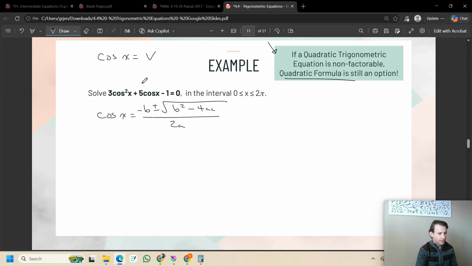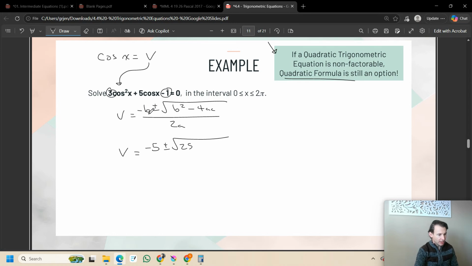But I would just encourage you to first go cosine of x is equal to v. It's a very popular substitution. Also happens to be one of your initials. So I could just put that there and then say v equals negative b, which is negative 5, plus or minus the square root of 5 squared, minus 4 times this times that, which is plus 12, all over 2 times this, which is 6.